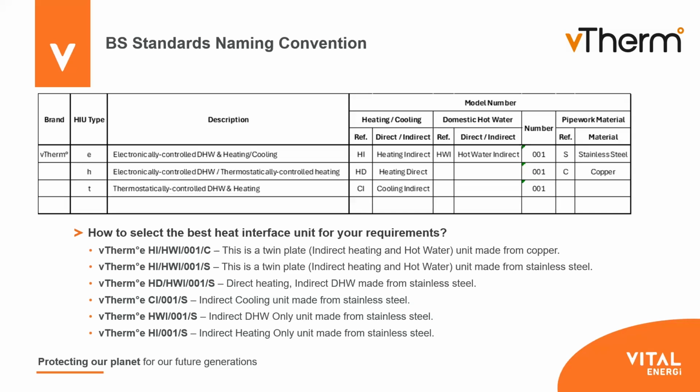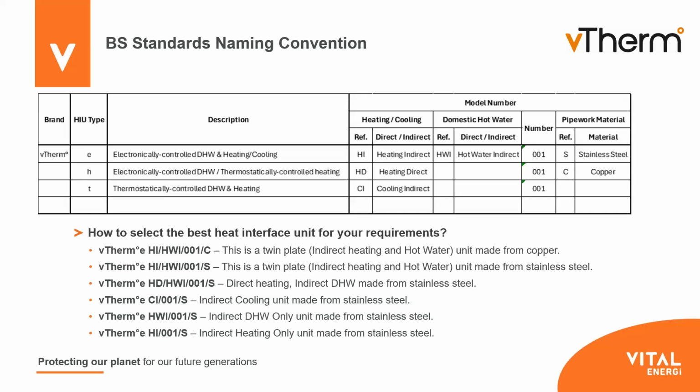But now we have moved fully into fully electronic HIUs and CIUs, and therefore we've now called our branding vTherm E, for electronic, and we are therefore changing everything to conform with the British standards. And the naming convention, as you can see in the middle, is we've got HI for heating indirect, or HD for heating direct, either via a plate or directly.